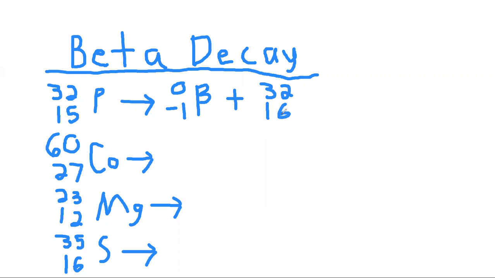And just like before, we need to look at the periodic table and see which element has an atomic number of 16. And that would be sulfur.